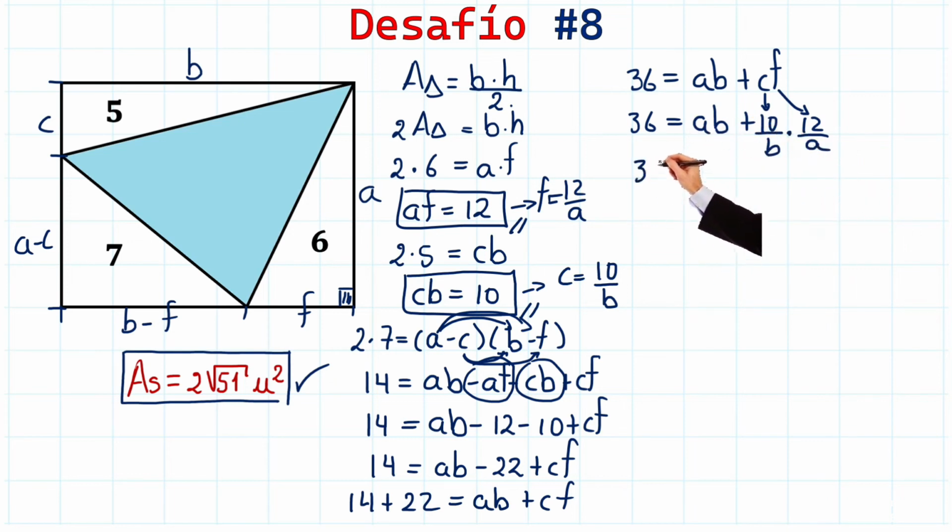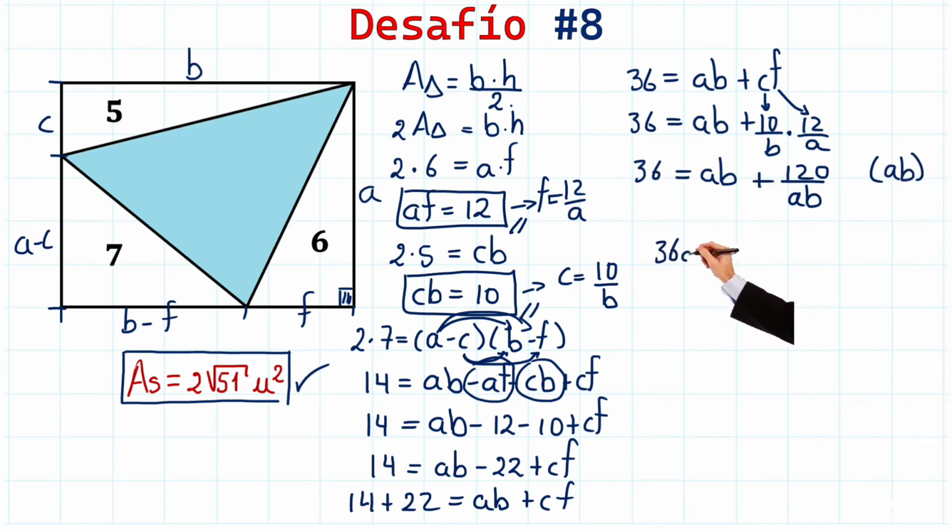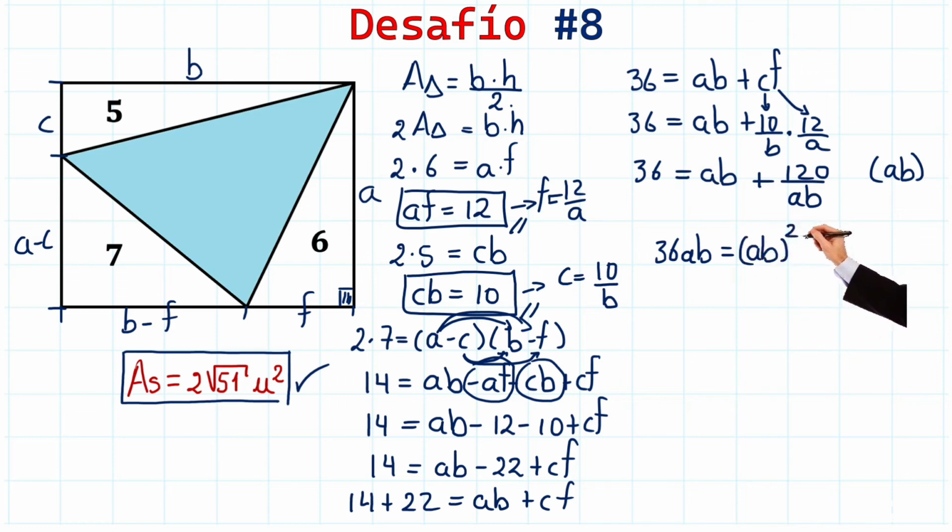So what do we get? We get 36, which is going to be equal to AB plus 10 times 12 gives us 120, all this over B times A, or A times B. We'll write it as AB since here it's written as AB. Now to get rid of this denominator, we're going to multiply the whole equation by AB. AB times 36 gives us 36AB. And AB multiplied by AB is AB squared. And AB multiplied by 120 over AB just gives us 120.